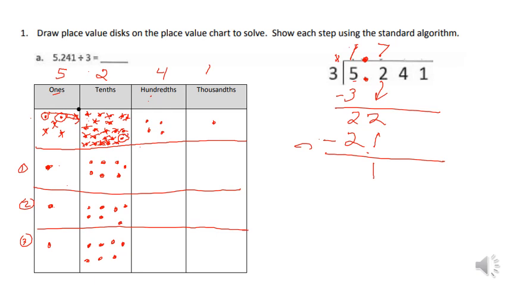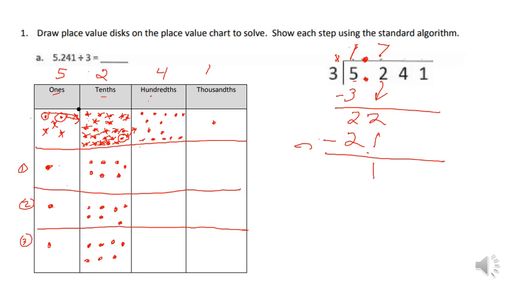Now once again, we're going to regroup. We have to take this remainder and bring it over. We're going to put 10 in here. 1, 2, 3, 4, 5, 6, 7, 8, 9, 10.